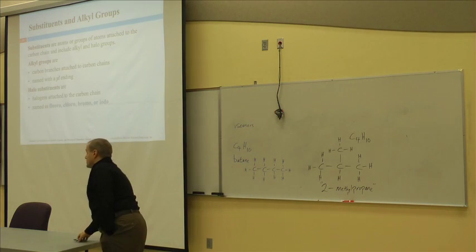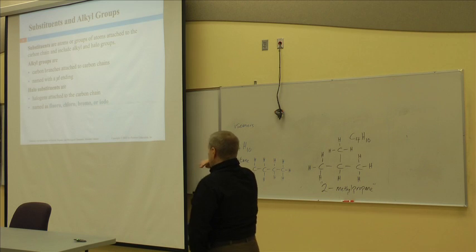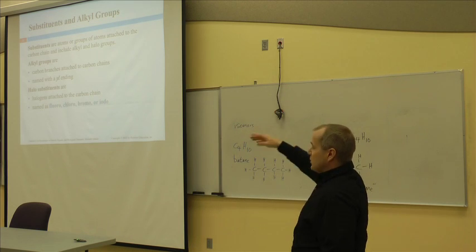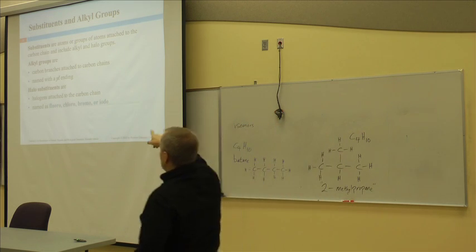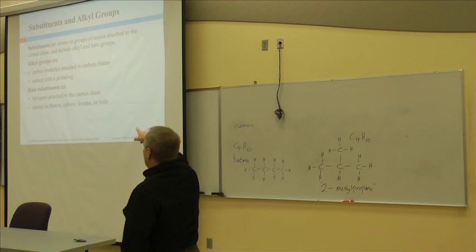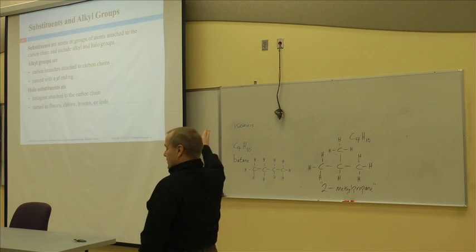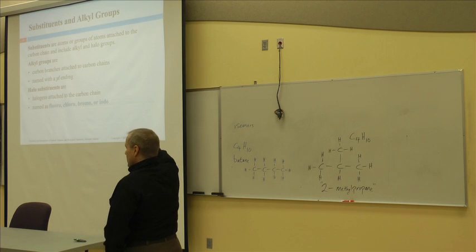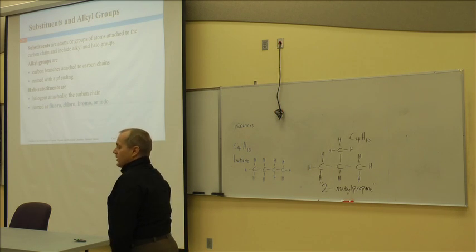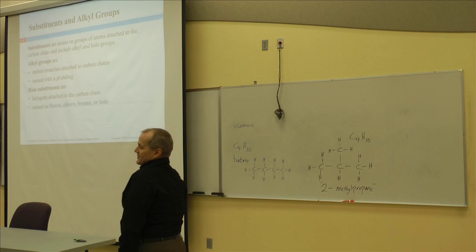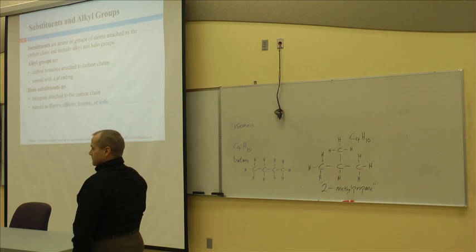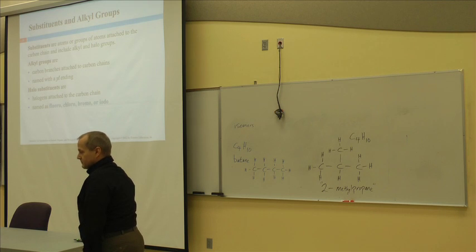Okay, let's please write all this stuff down. It's actually all very good stuff. Substituents are atoms or groups of atoms attached to the carbon chain that include alkyl and halo groups. Alkyl, halo, what? An alkyl group is a carbon-bearing group. So just any group that has carbon in it. And halo, halogen. Okay? Halo just means halogen.